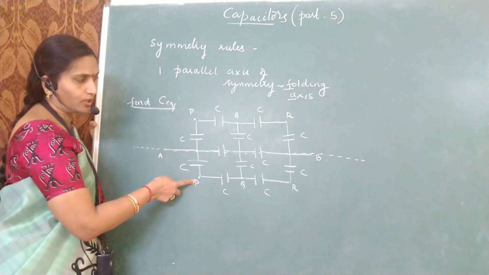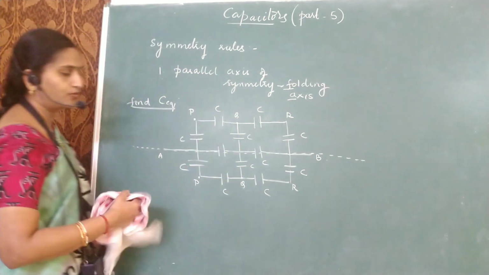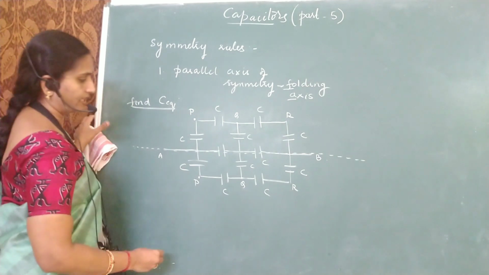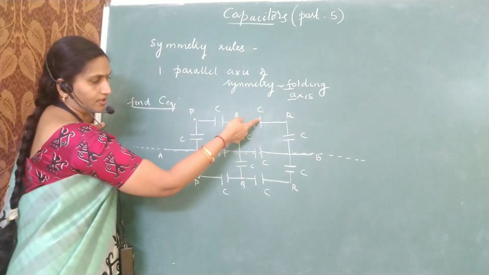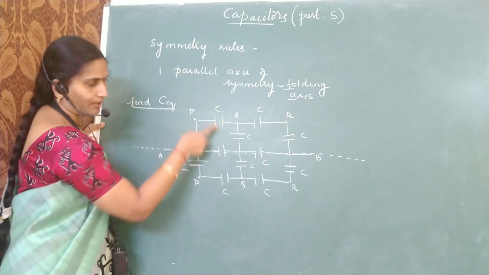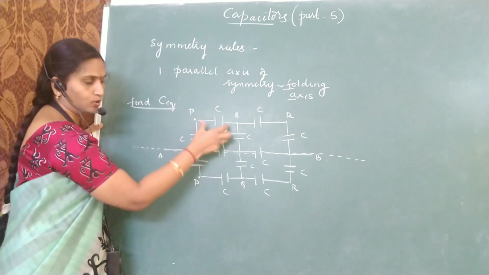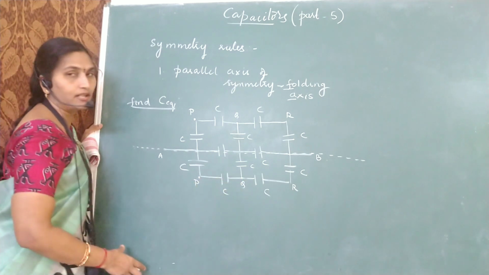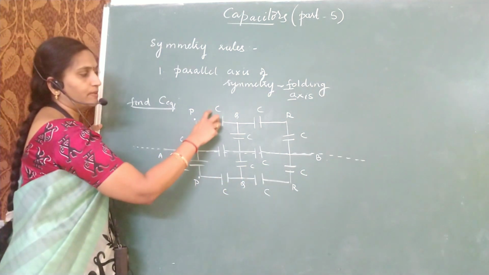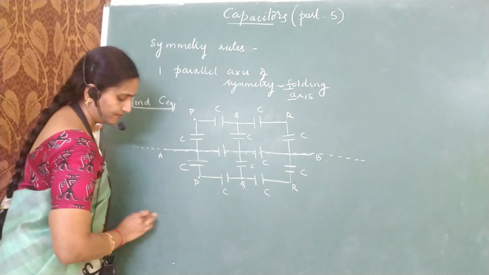Now since these points are at the same potential, you can just fold the circuit. When you fold the circuit, I will show you the next diagram. How does the circuit look? C will overlap with C. So these two capacitors will come in parallel with each other. Between P and Q we have two capacitors, parallel to each other. We know when they are parallel, the capacitance becomes double, 2C. So I will redraw the circuit after folding.